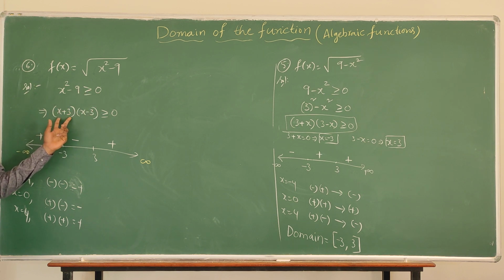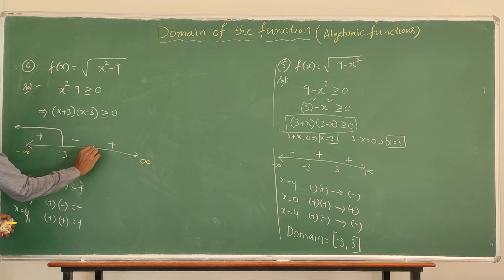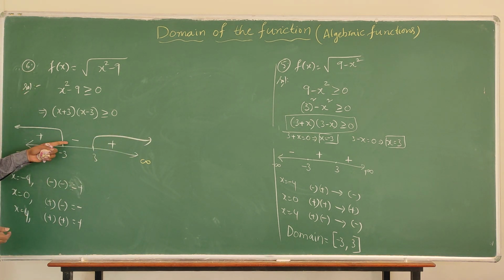So in order to define my function, the x square minus 9 value must be greater than or equal to 0, meaning x plus 3 into x minus 3 will be greater than or equal to 0. Only the intervals from minus infinity to minus 3 and 3 to infinity. If I substitute minus 3, 0 into anything will be 0, which is greater than or equal to 0, satisfying. And plus 3: 3 minus 3 is 0, 3 plus 3 is 6, 6 into 0 is 0, which is greater than or equal to 0, so satisfying.